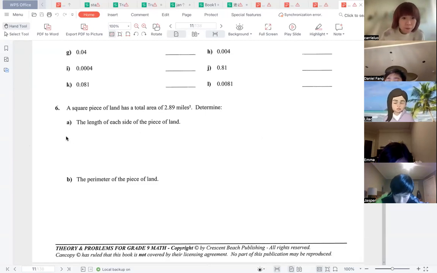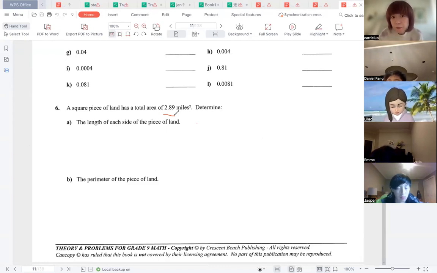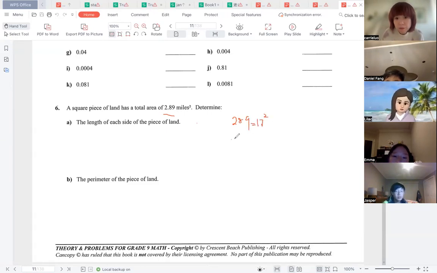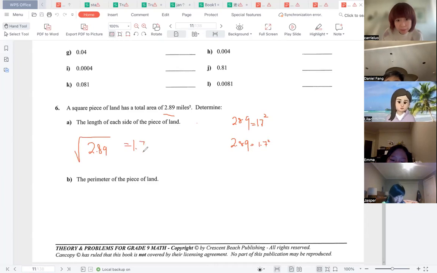Okay, so the square piece of land has a total area of 2.89 miles squared. When you look at those numbers, okay, everybody, I want you to know why we remember all the squared numbers. Emma, understand? When you take a look at 289, something pops into your mind. 289 equals what? Equals 17 squared. So 2.89 equals what? Equals 1.7 squared. Get it, Lilac? So immediately I know the square root of 2.89 equals 1.7. So 1.7 miles, that's the side.